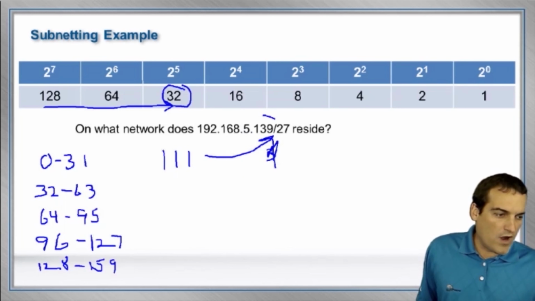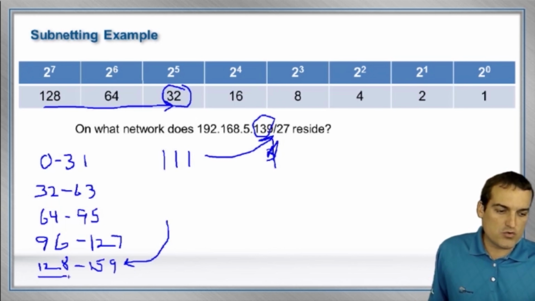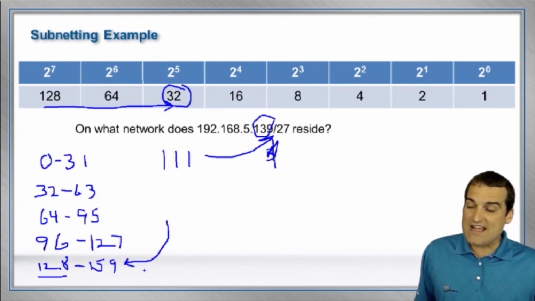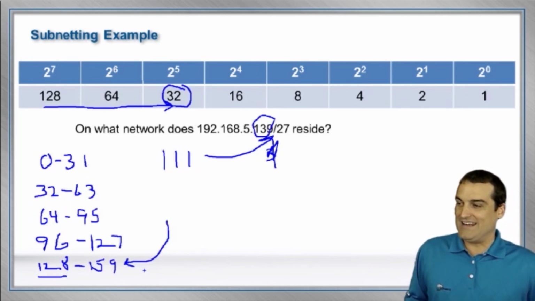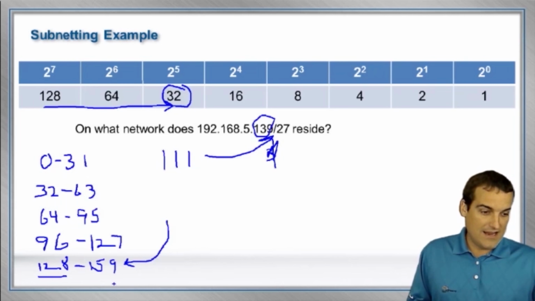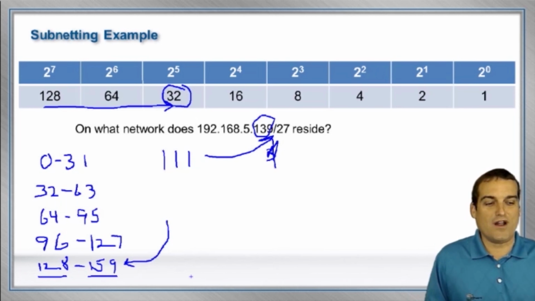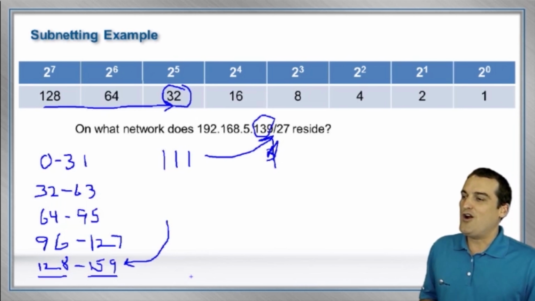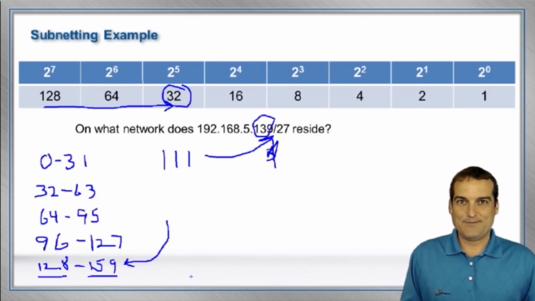So here we look at 139 and we figure out, you fall right in there. You live on the 128 network. And what's the first usable address? It's 129. It's one more. What's the last usable address? It's 158. And what is the broadcast? It's 159. Amazing. And this shortcut always works.